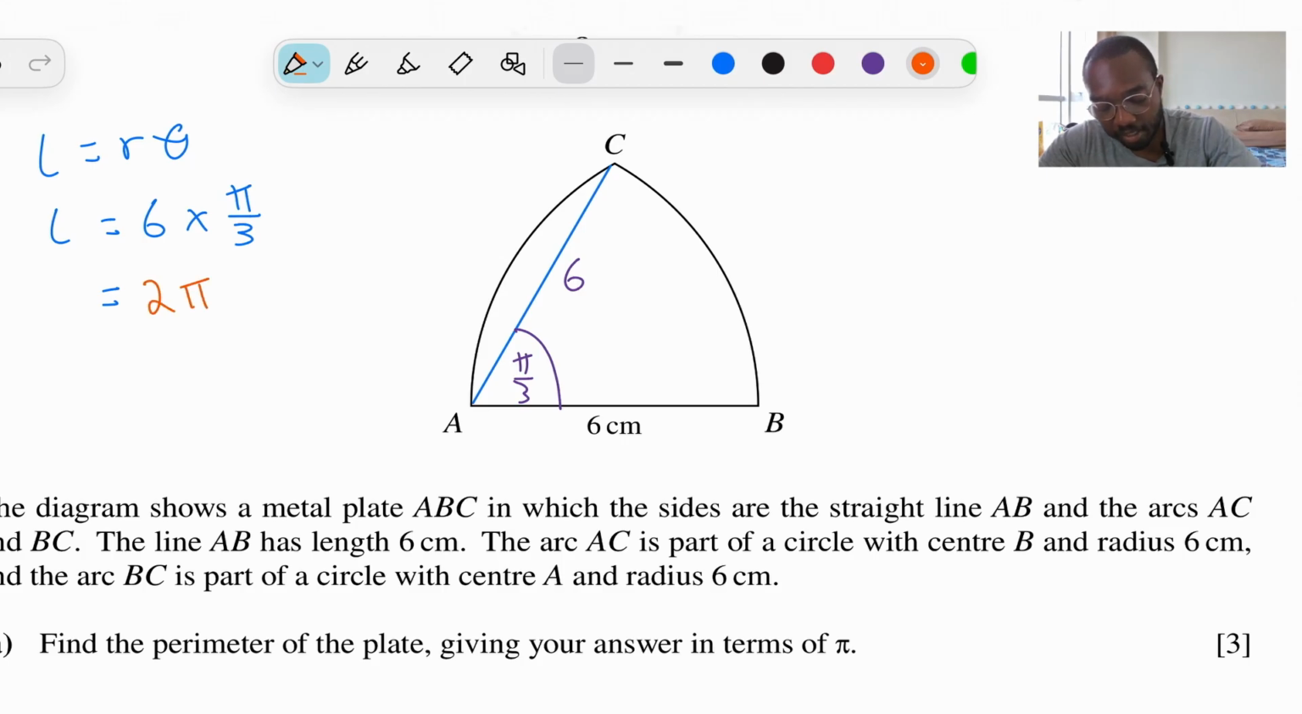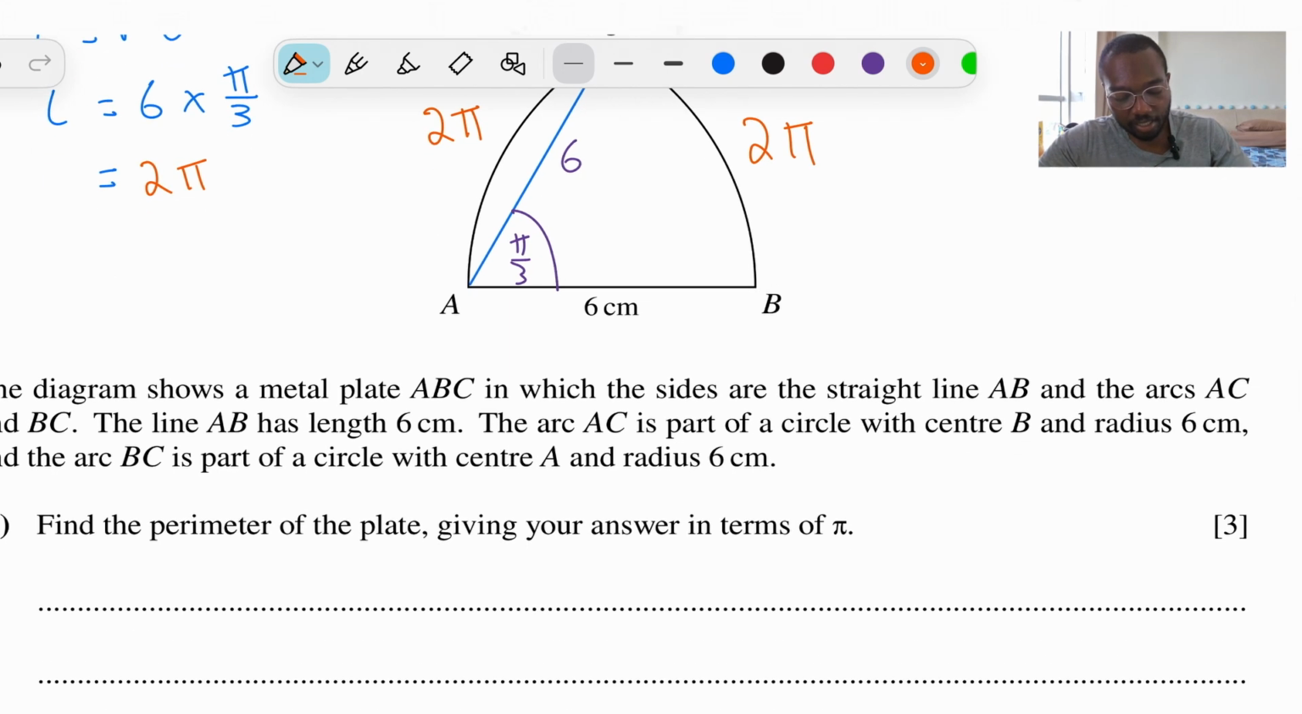We know that this arc length is just going to have a 2π as its length, and they are symmetrical. So AC would also have a length of 2π. Therefore, if we want to work out what the perimeter is, it's going to be 2π plus 2π plus 6. Therefore, our answer would just be 6 plus 4π.